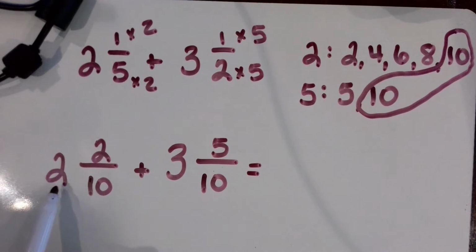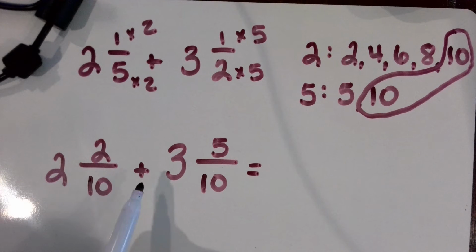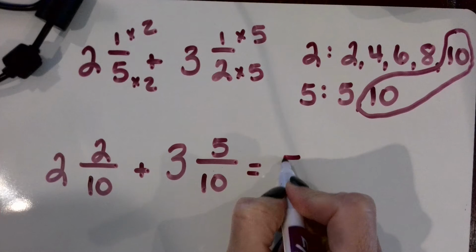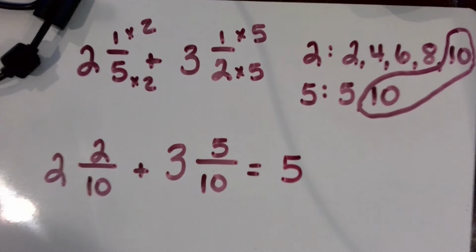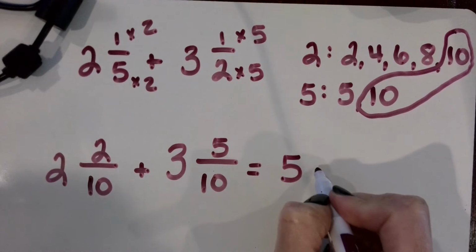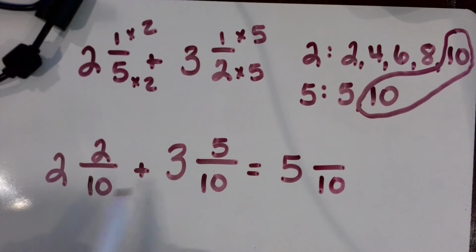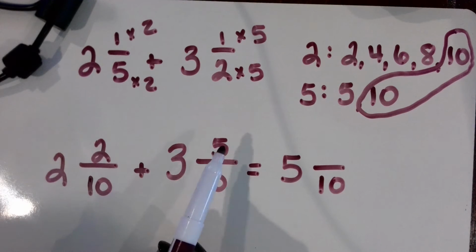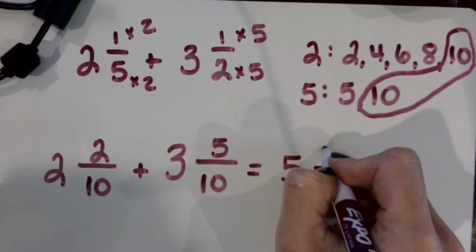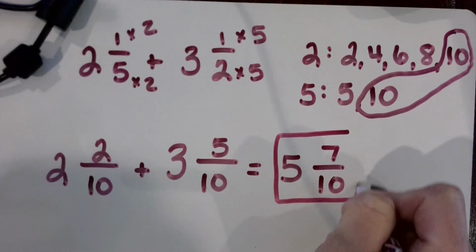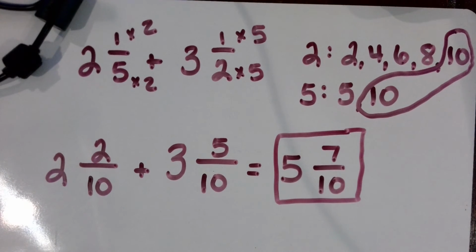I'm going to first add my whole numbers together. 2 plus 3 is 5. Then I'm going to add my fractions together. So remember, when we add fractions together, we keep the denominator the same. That doesn't change. We only add the numerators. So 2 plus 5 is 7. So my final answer is 5 7/10. And I know that's in simplest form because there's nothing that I can divide into 7 that I can also divide into 10.